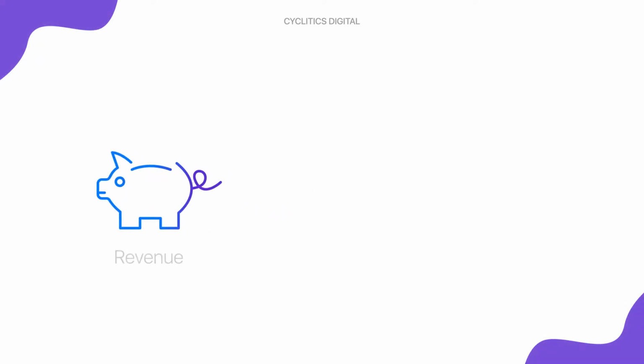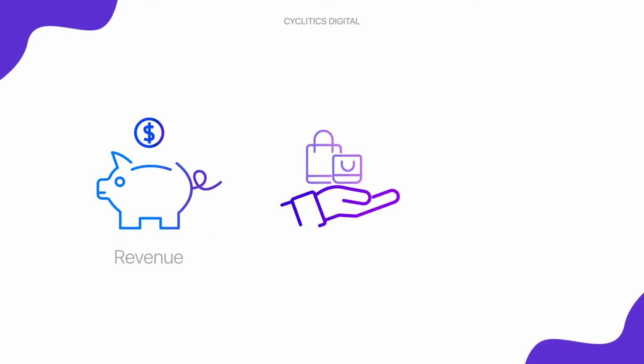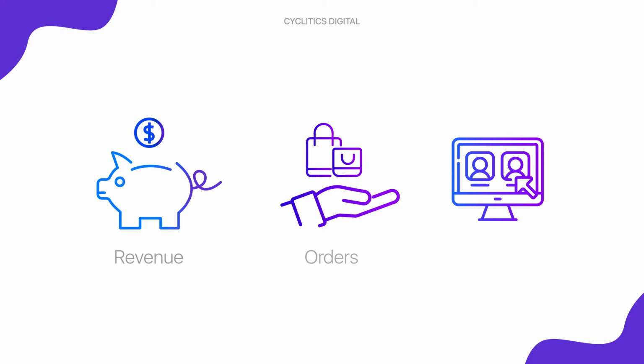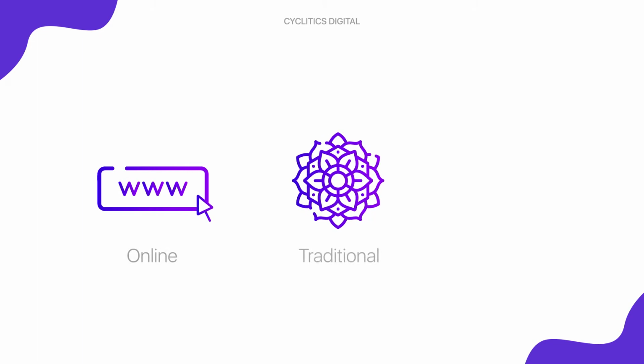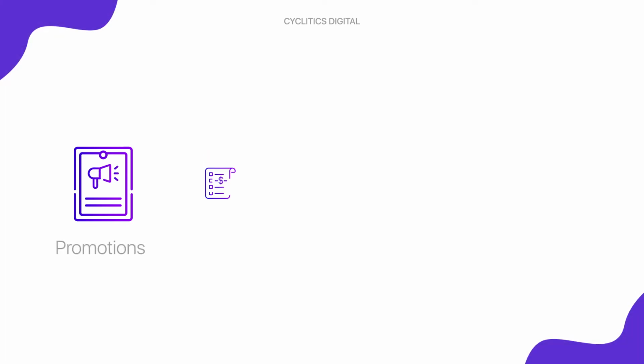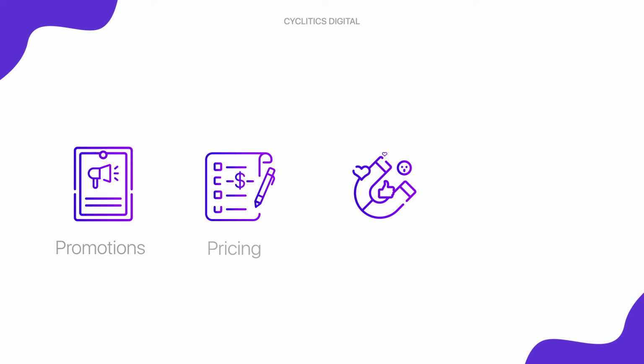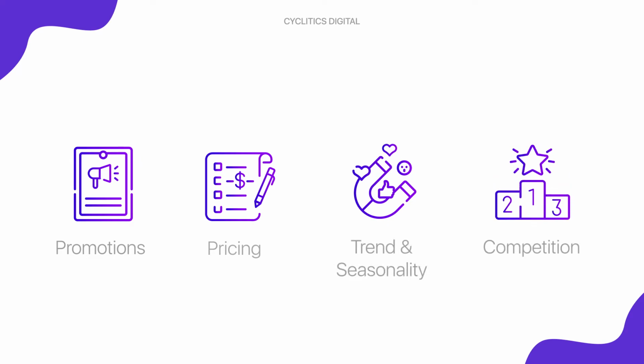Are you predicting your revenue, orders, and registrations based on your marketing mix? With so many channels to spend on, it's hard to know what's working. And not just that, there are other factors that you need to account for, like promotions, pricing, trend and seasonality, and competition.